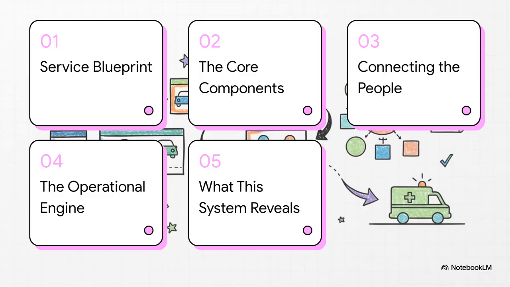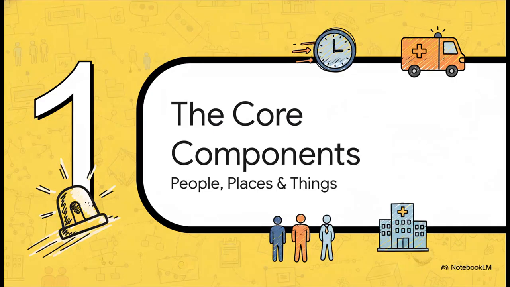So, here's our game plan for how we're going to tackle this together. First, we'll look at the basic building blocks, the people and their gear. Then, we'll see how the system cleverly links those people up to form actual teams. After that, we'll get into the operational engine that schedules and sends those teams out. And finally, we'll pull way back and ask the big question: what does all this tell us about what an ambulance service really values?